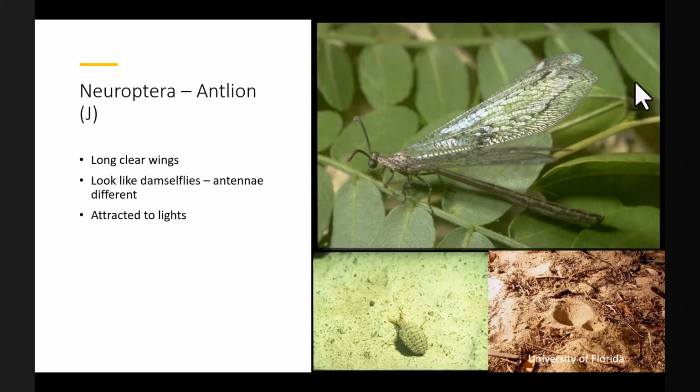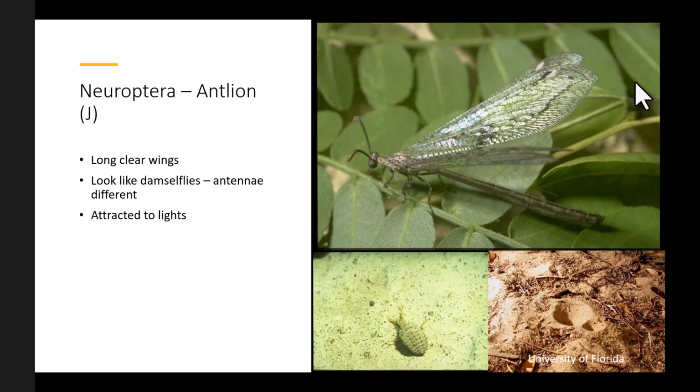Antlions have long, clear wings. They might be kind of grayish in color. To me, they look a lot like damselflies, but their antennae are different. They have kind of a thicker, kinked, noticeable antenna with a bend to them. Damselflies have such small antennae you can't really see them. They're attracted to lights as the adults, and the larvae are what are called antlions.